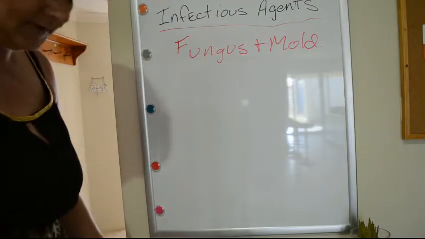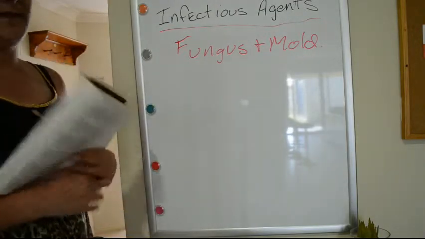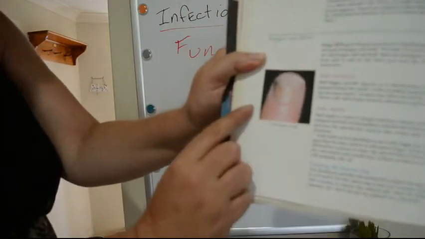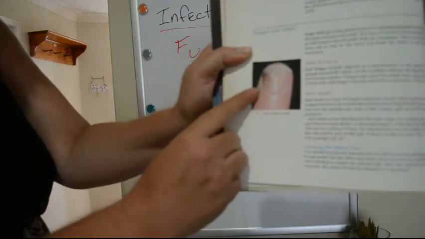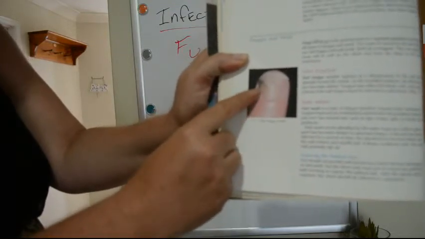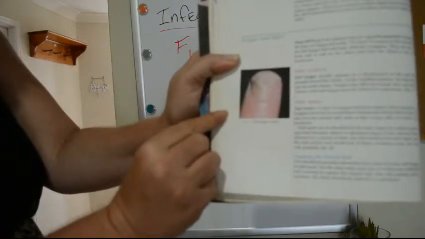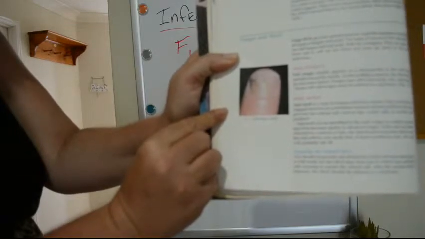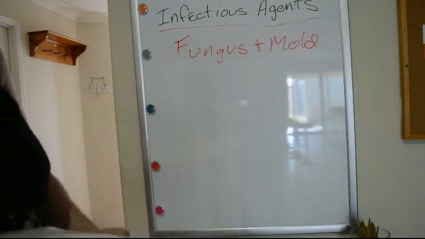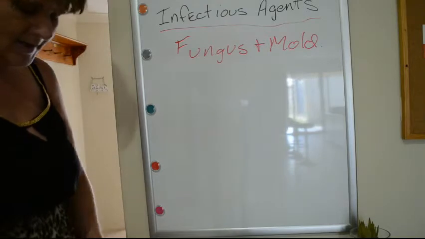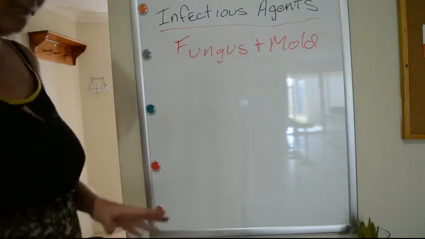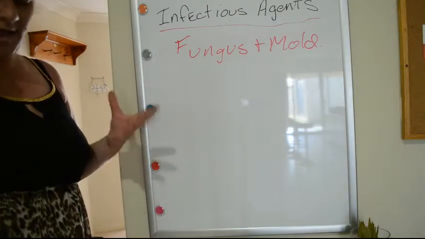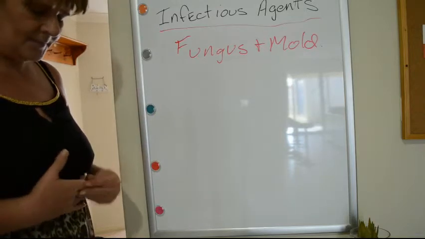Now, I'll just open up my lady's book and I'm going to show you that there is that bluish yellowy green. That is a fungus or a mold on the nail bed. That is what you're looking for when you're looking at your client's hands.